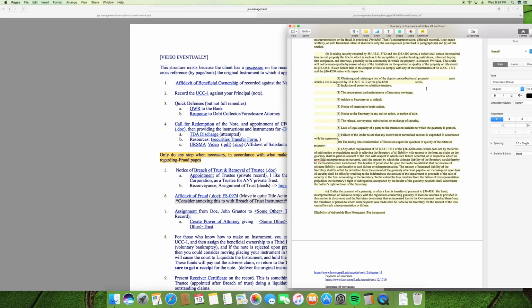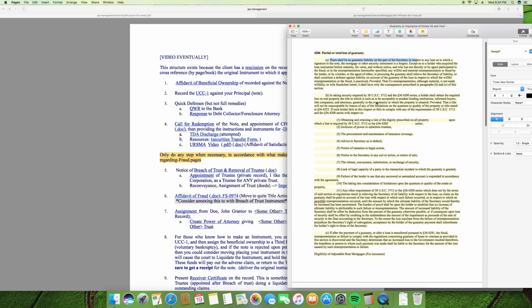I know why we talked about forgery, but let me go all the way in, because these are federal laws. If you ever know government employees, they don't break federal laws. That's how you have to put people. You have to use these statutes to pin people up against the wall and make them do what they are required to do. This says that if there is forgery involved, let me read it: There shall be no guarantee liability on the part of the secretary in respect to any loan as to which a signature to the note, the mortgage, or other security instrument is a forgery.